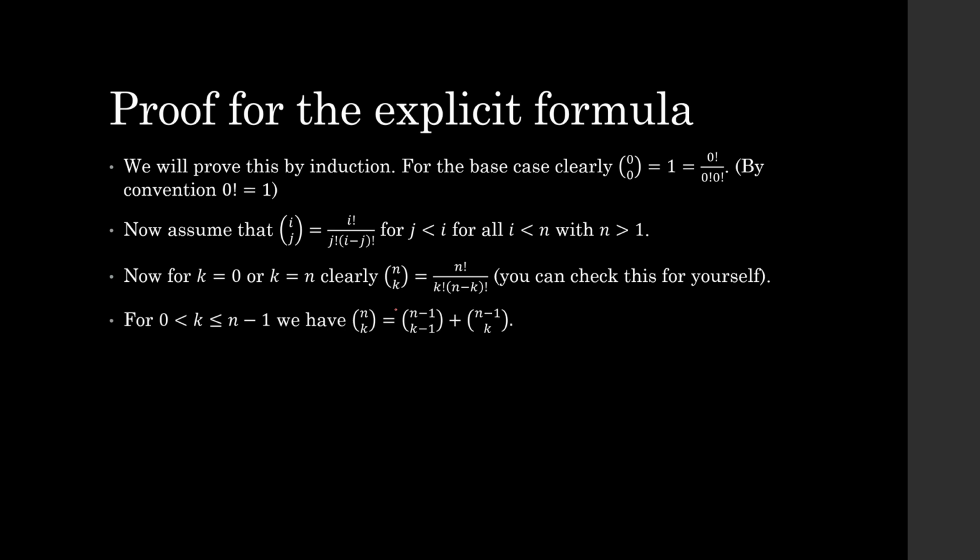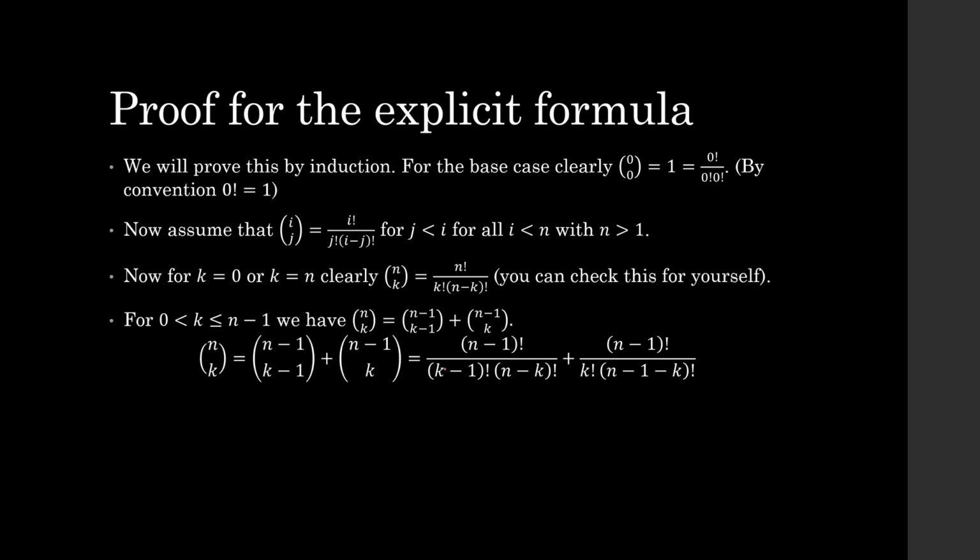So for k smaller or equal to n minus 1, or just smaller than n, and bigger than 0, we're going to have n choose k equals n minus 1 choose k minus 1, plus n minus 1 choose k, by the recurrence formula. And so each of those I can apply the explicit formula to, because we're assuming that it's true for those guys smaller than n choose k.